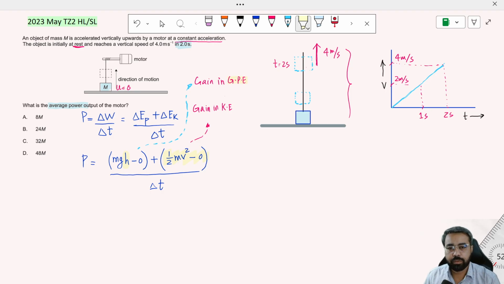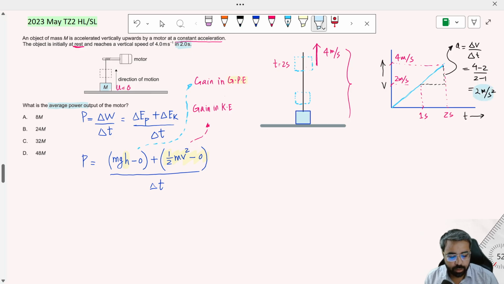To apply Suvat equations, you have to know the acceleration, and acceleration we know is rise over run. So acceleration will be equal to delta V over delta T, that is of course 4 minus 2 over 2 minus 1, that is 2 meters per second square. So this is the acceleration with which it is continuously accelerating up. So now we can apply Suvat.